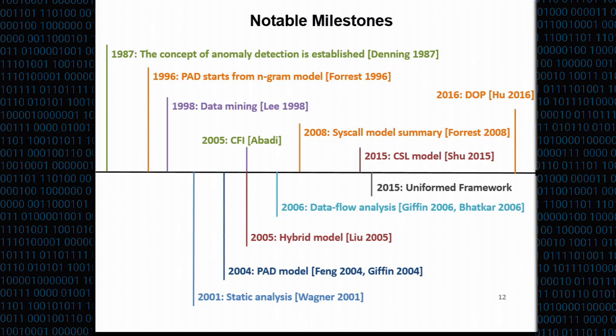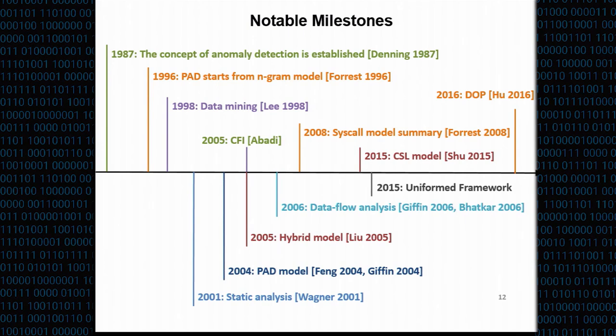And in 2015, last year, we have a paper in RAID to give a uniform framework to understand any program anomaly detection model. The basic idea is to map any program anomaly detection paper into a formal language, so that you can compare the detection capability of any program anomaly detection using this formal language model. You can have a regular language, context-sensitive language, or context-free language, and try to compare them.